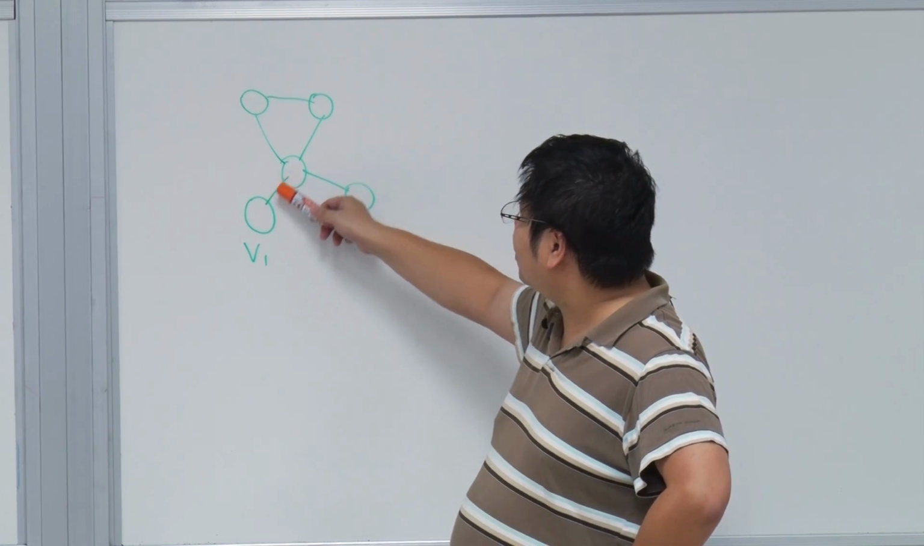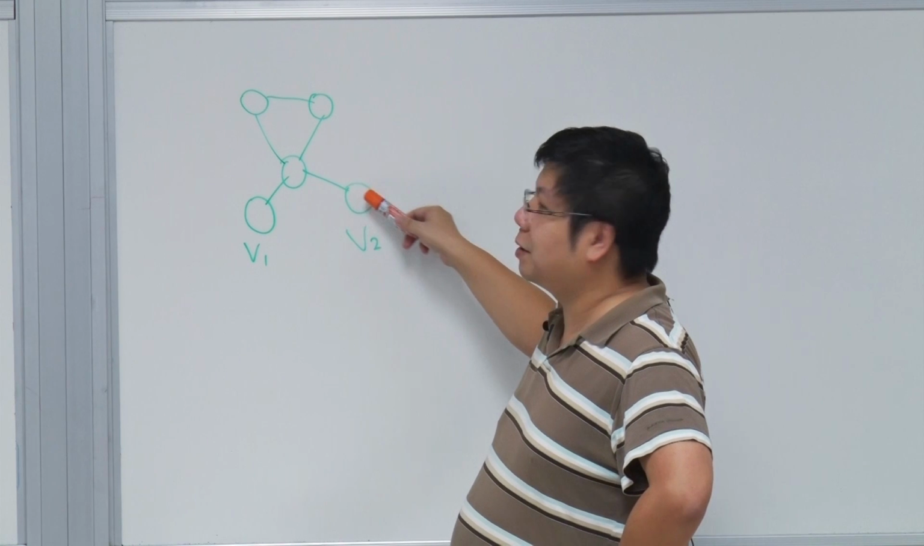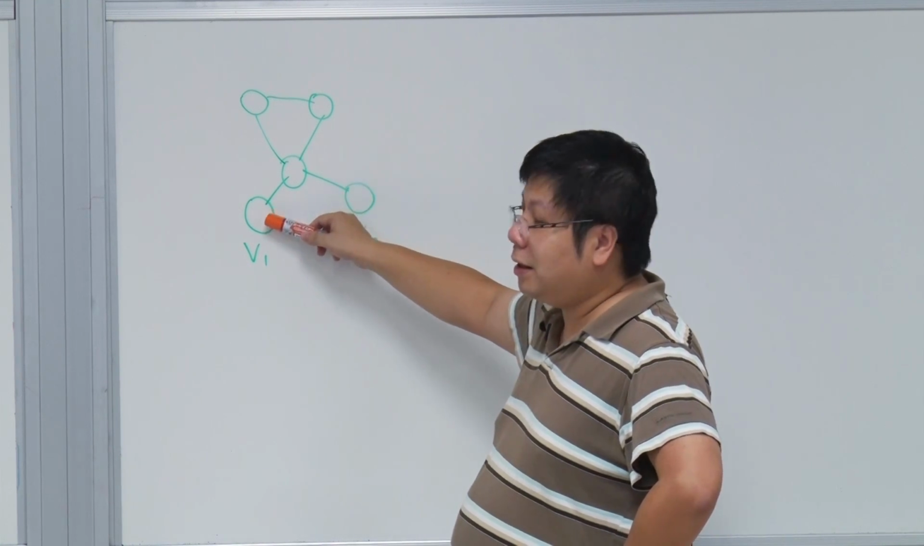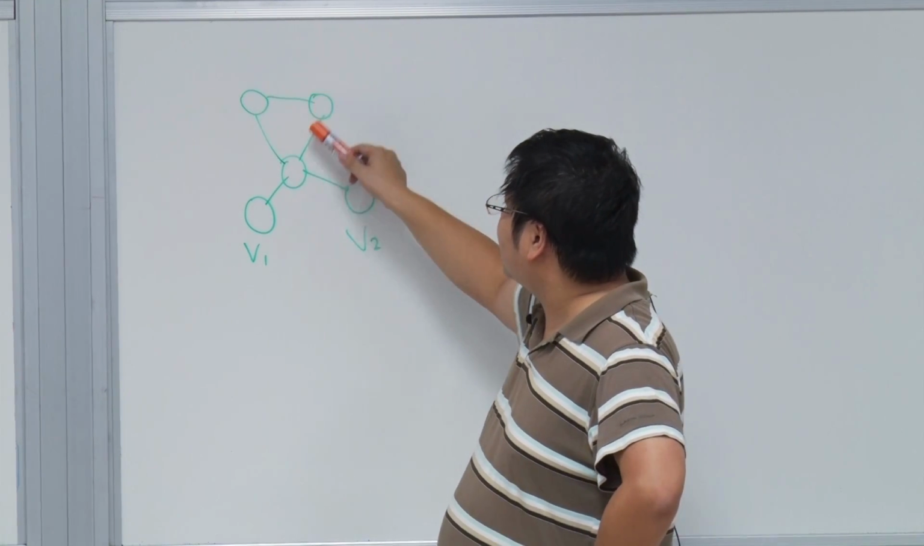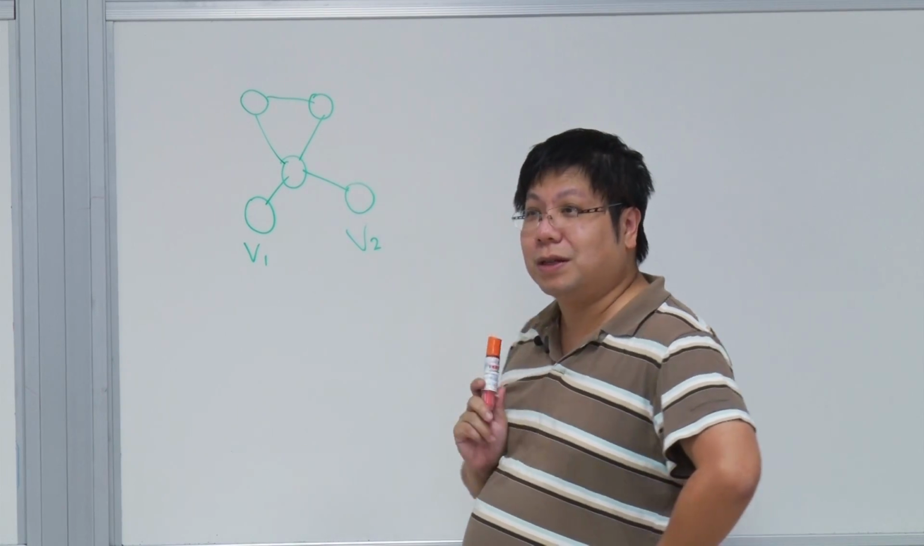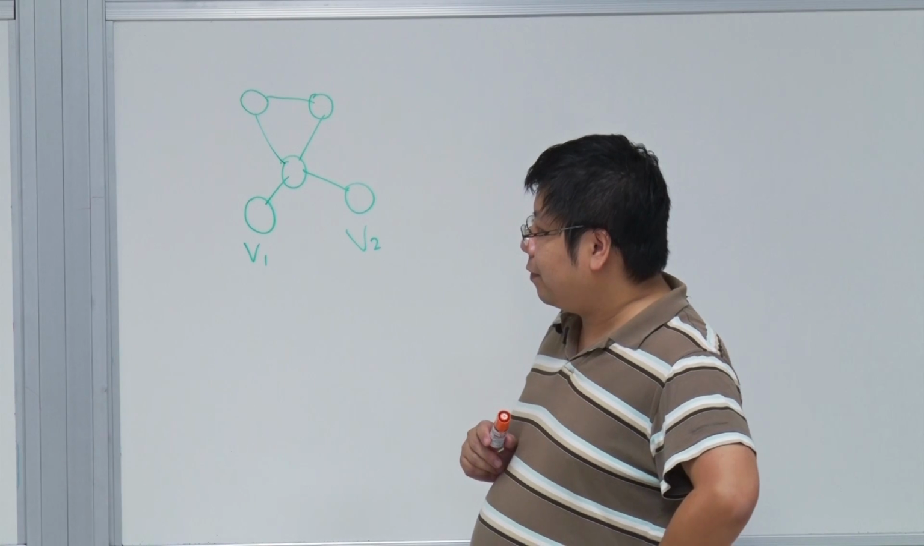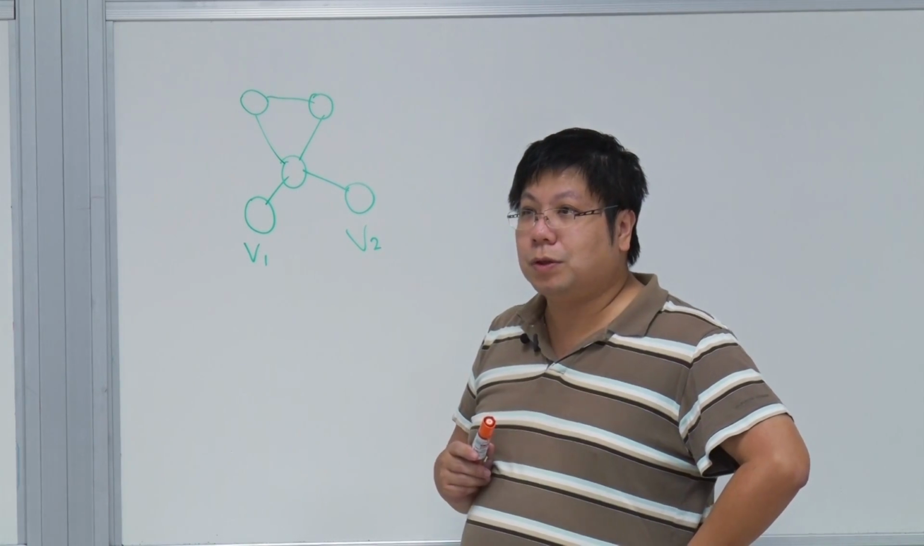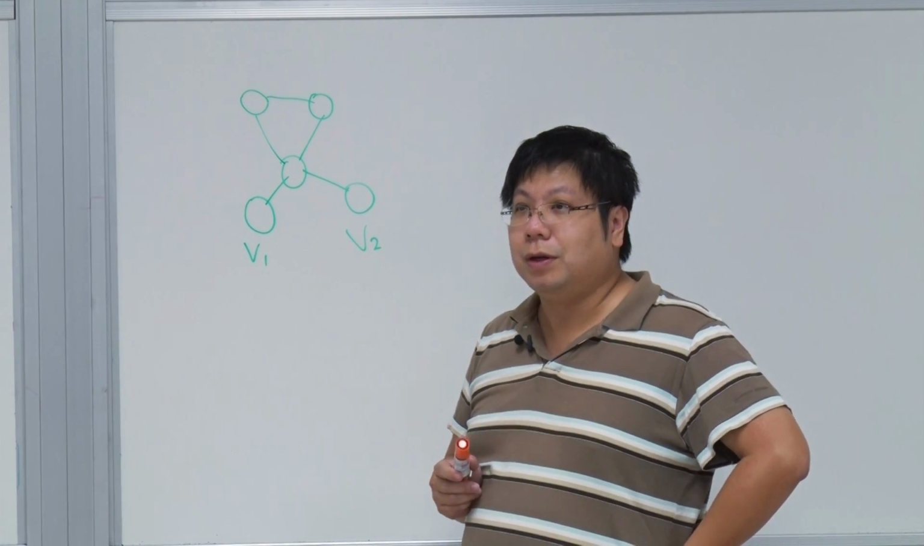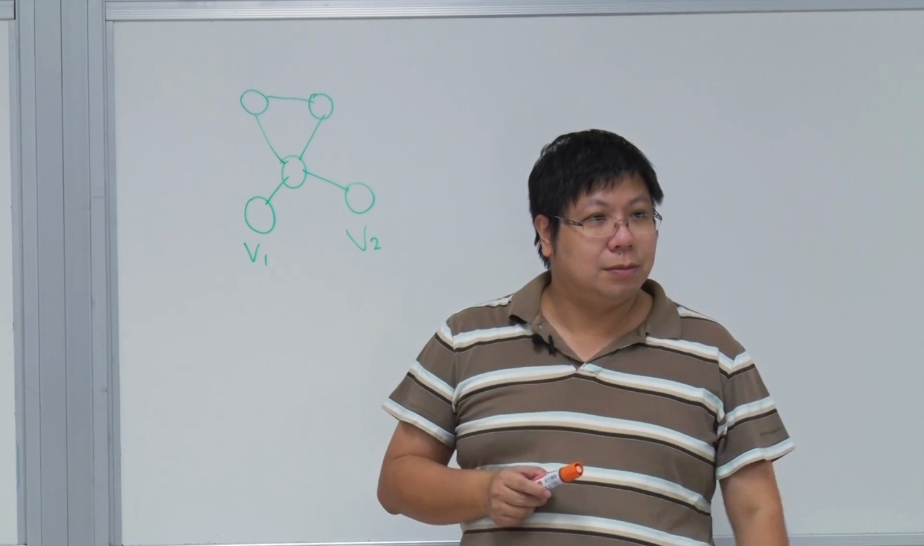The other one is V1 go to this one, go to this one, go to this one, go to this one, and go to this one. This is another one. And then the other one is V1 go to this one, this one, this one, this one, this one, this one, this one, and go to this one. Am I correct? So there are infinitely many paths from V1 to V2. So we don't require the path to be simple, so a vertex can be repeated more than once.